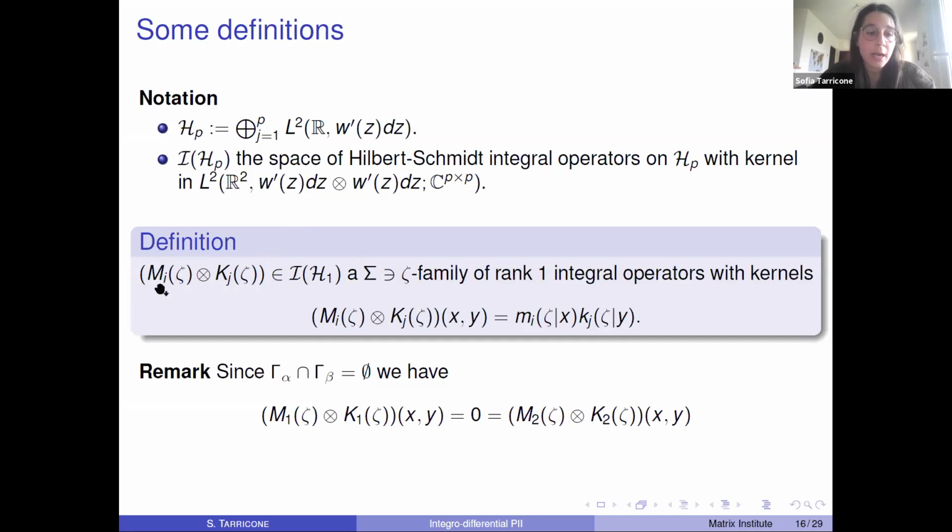So who are these operators? Well, M_i tensor K_j are rank 1 integral operators that depend parametrically on zeta, the complex parameter that goes on Sigma. And well, it acts on L2(R) through this kernel here. So you just take the little m_i times the little k_j function that we saw in the previous slides. You define this function that depends parametrically on zeta and on x, y, and this will be the kernel that is used by this operator to act on H1. So remark that since gamma alpha and gamma beta were these two parallel lines that were disjoint, of course, by the definition of the functions little m_i and little k_j, we have that M1 tensor K1 and M2 tensor K2 are 0. So now we are ready to state the Riemann-Hilbert problem.